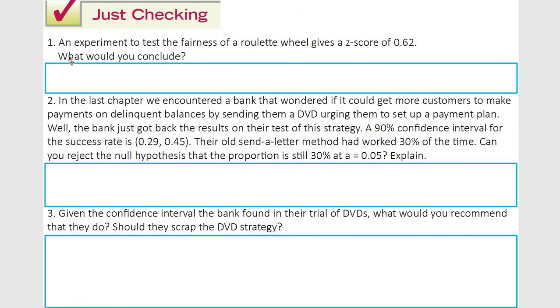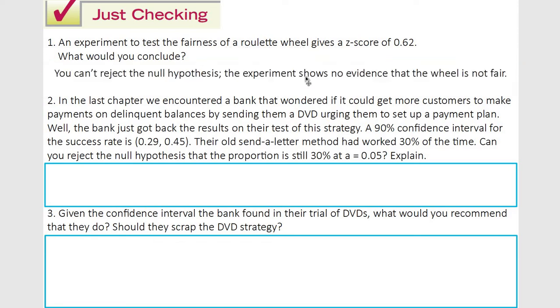All right, so let's practice some. So in an experiment to test the fairness of a roulette wheel, the z-score is 0.62. So the z-score isn't even more than 1, right? So here, that's not a big z-score. That's not far from the average. So here, you can't reject the null hypothesis. There's no evidence.